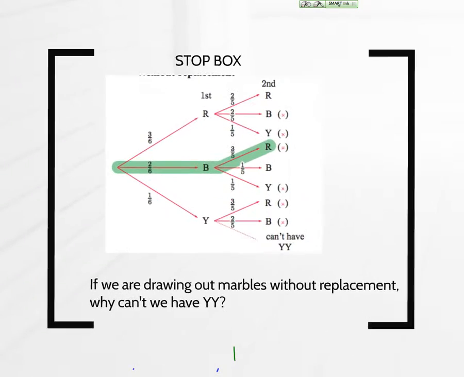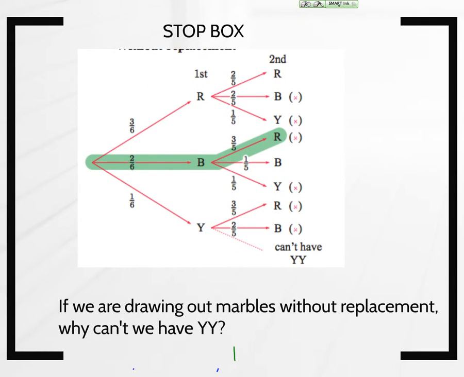So then back to that marble example for a quick second. If we're drawing marbles without replacement, why can't we have a yellow? Yeah, there's only one. So you could have 0 fifths written here, but also 3 fifths and 2 fifths add up to 1 whole. So it makes sense that would just be 0. Okay, that's it.